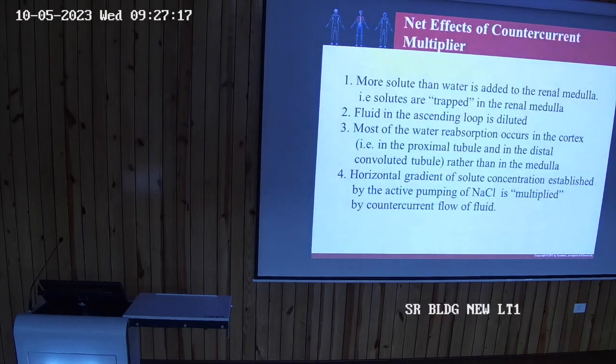Net effect of counter current multiplier: more solute than water is added to the renal medulla, that is solutes are trapped in the renal medulla. Fluid in the ascending loop is diluted, so it is known as diluting segment. Okay. Most of the water reabsorption occurs in the cortex, that is in PCT, and the distal convoluted tubules. Horizontal gradient of solute concentration established by the active pumping of sodium chloride is multiplied by counter current flow of fluid. Okay.